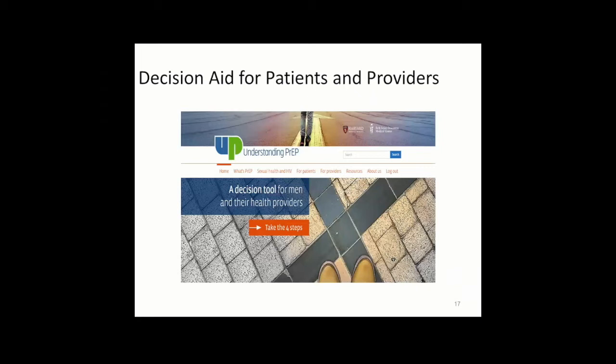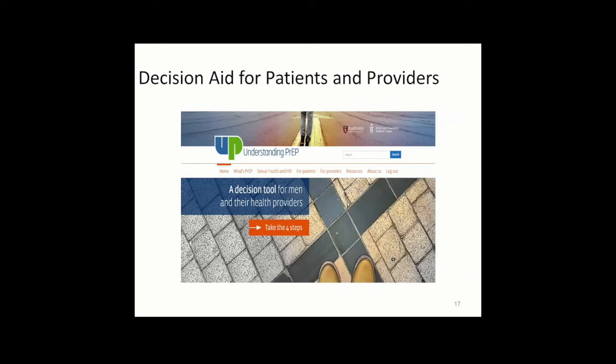And so this is just a screenshot of a tool we've created called Understanding PrEP, which we're still actually developing and testing, and hopefully will be available sometime in the next few months. But the idea here is, again, have tools where busy clinicians can jump right in, have a few easy step-by-step things to help them get going.